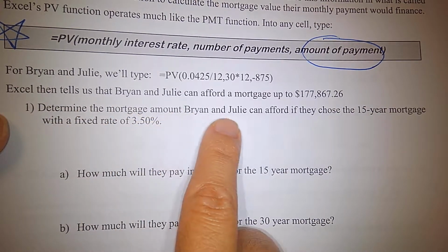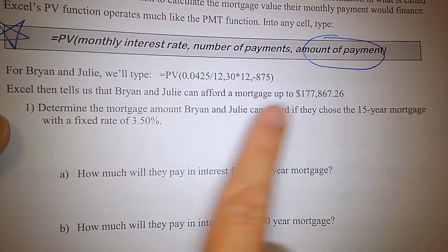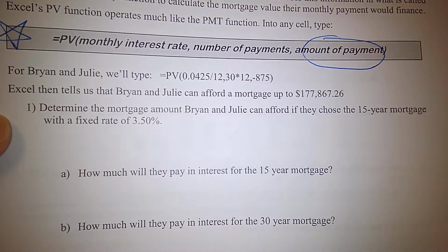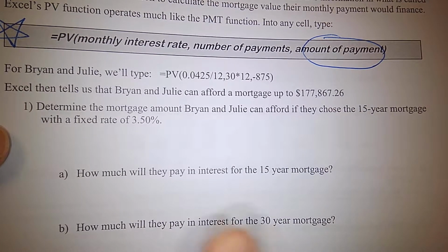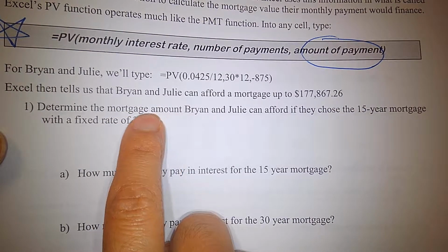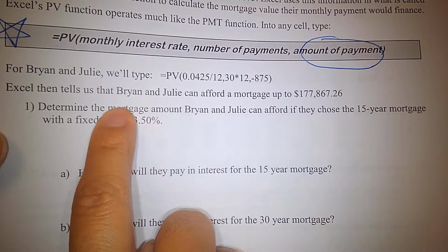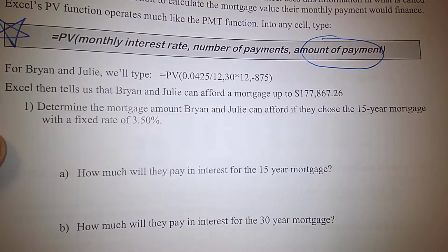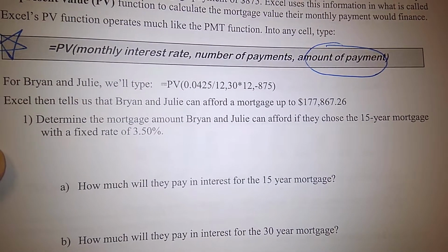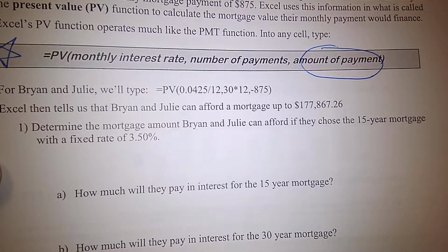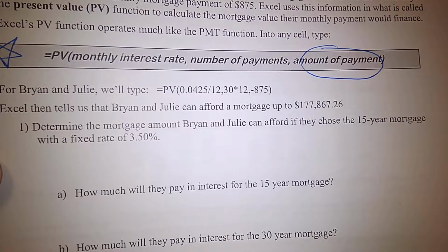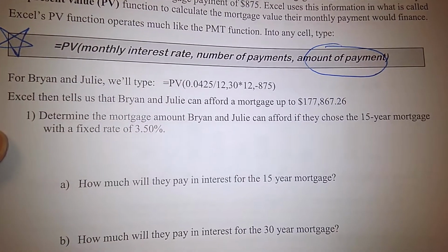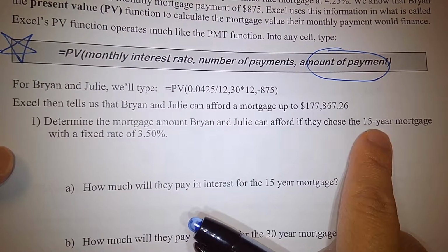Determine the mortgage amount Brian and Julie can afford if they choose a 15-year mortgage with a fixed rate of 3.5%. Mortgage amount, this means what? Still, we're looking for the total, the present mortgage amount, if they choose a 15-year mortgage with a fixed rate of 3.5%. So what is a monthly affordable amount of money for them?